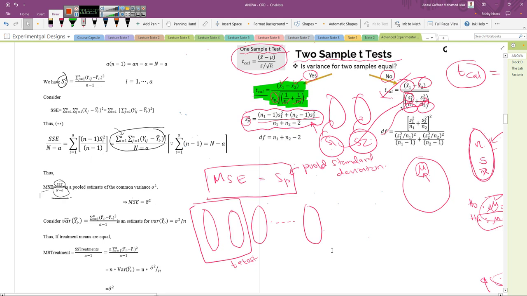One more thing. What is our estimated standard deviation? This is the standard deviation, but hat means estimated, that is Sp, right? That's why I told you under the t-test for a number of treatments that Sp is equal to the square root of MSE, the pooled standard deviation. So Sp is sigma hat. Now consider the variance of this yi dot bar, that is, the variance of the ith group mean.